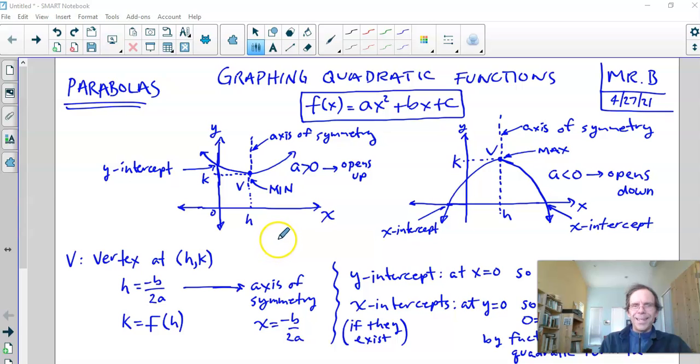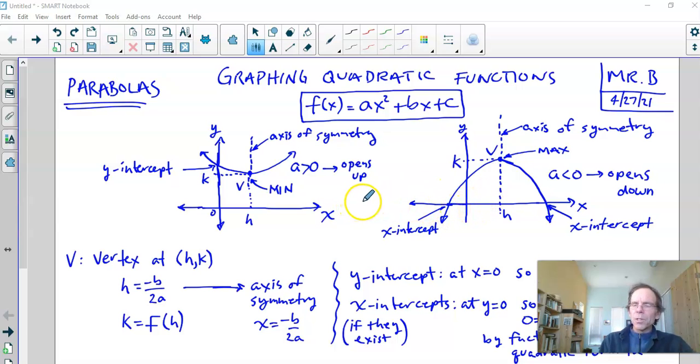The most important is the place that's the minimum or maximum value, called the vertex. I've labeled it V on both of these graphs. That vertex is located at an x value of h and a y value of k. If the parabola opens upward, that vertex is a minimum value. The y value k would be the smallest value that the function has. If the parabola opens downward, then k is the maximum value of the function.